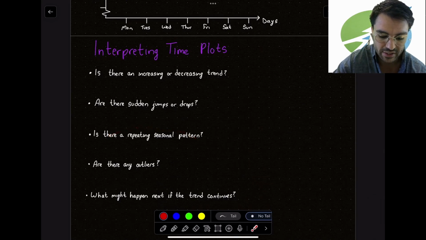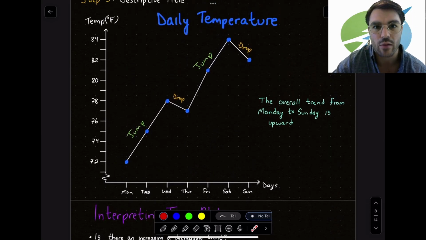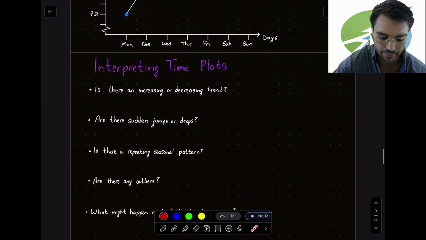Is there a repeating seasonal pattern? So here you could see we don't have enough data to really answer that. We would need probably a year's worth of recorded temperature, or maybe at least a couple of months. This is only given 1 week. We don't have enough data to answer that one.